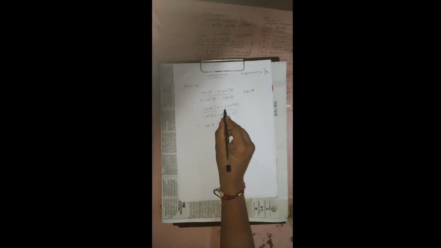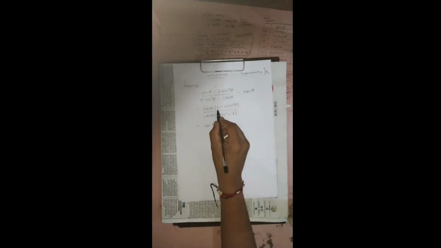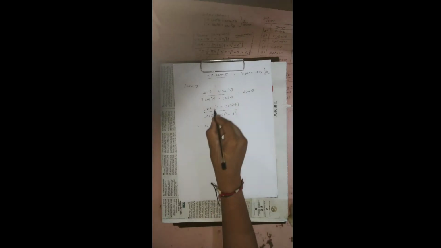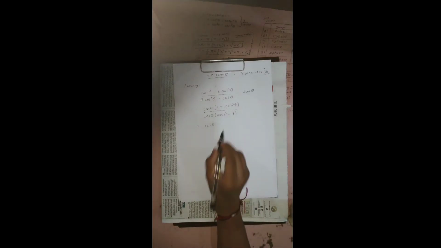If we want to equate this to the RHS, we should make this whole thing equal to 1. That means if this whole thing gives 1, and we multiply tan theta into 1, we will get tan theta and we can prove it easily. So this whole thing we should equate to 1. So how should we equate?